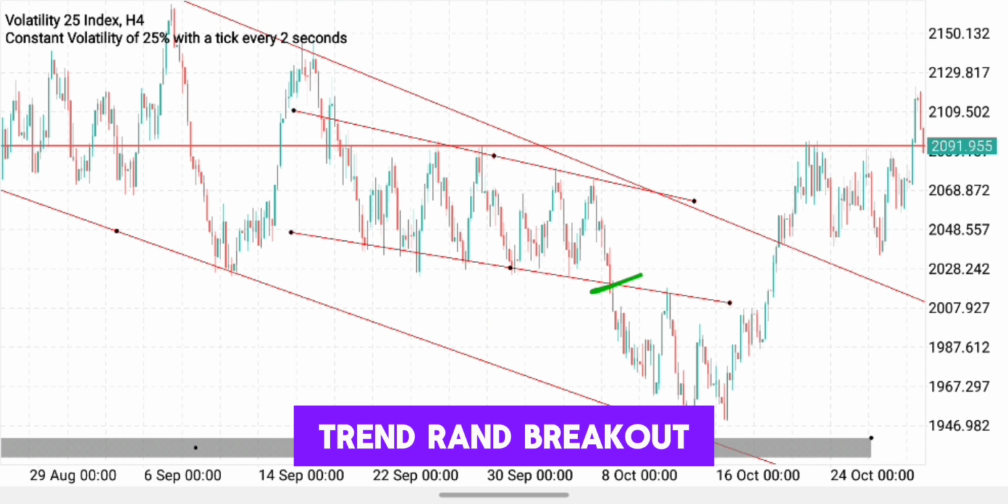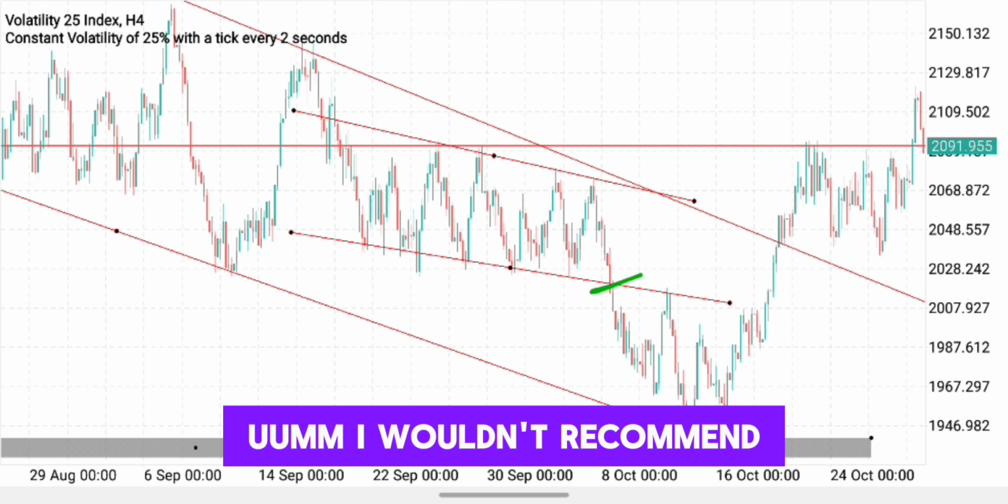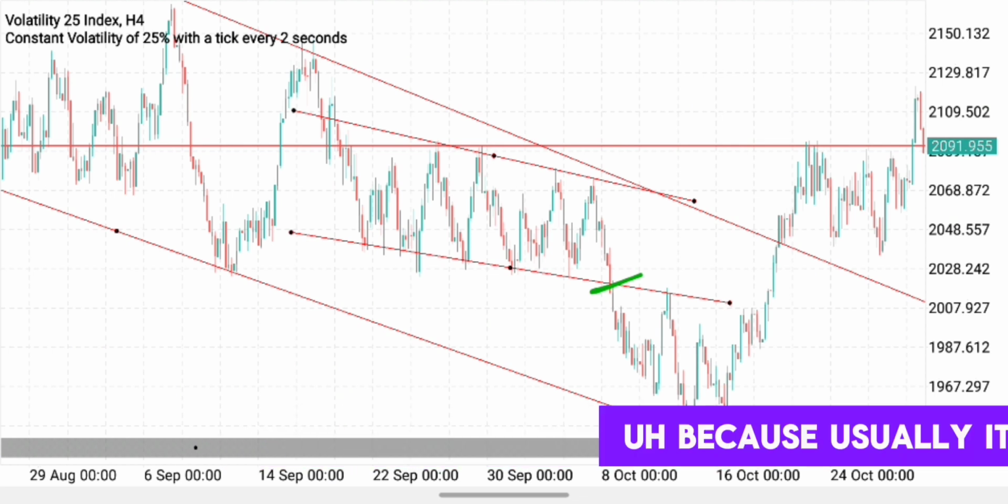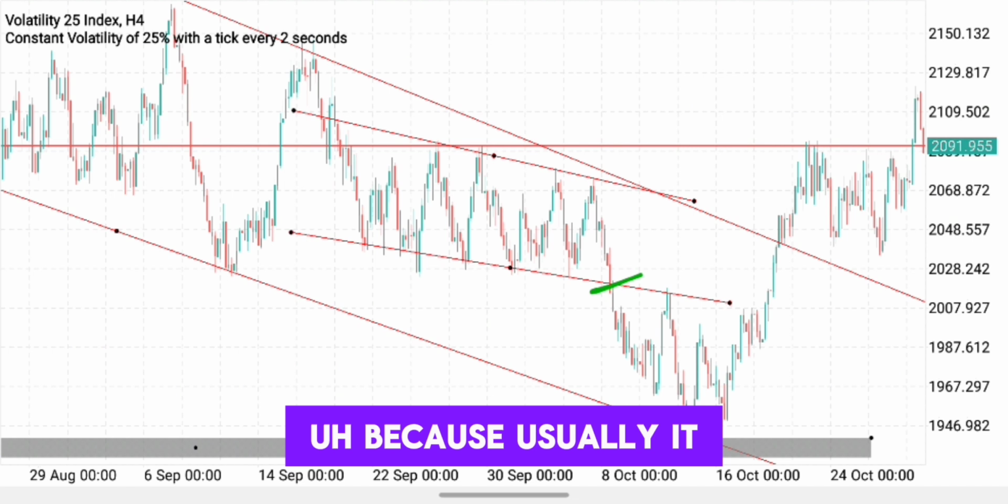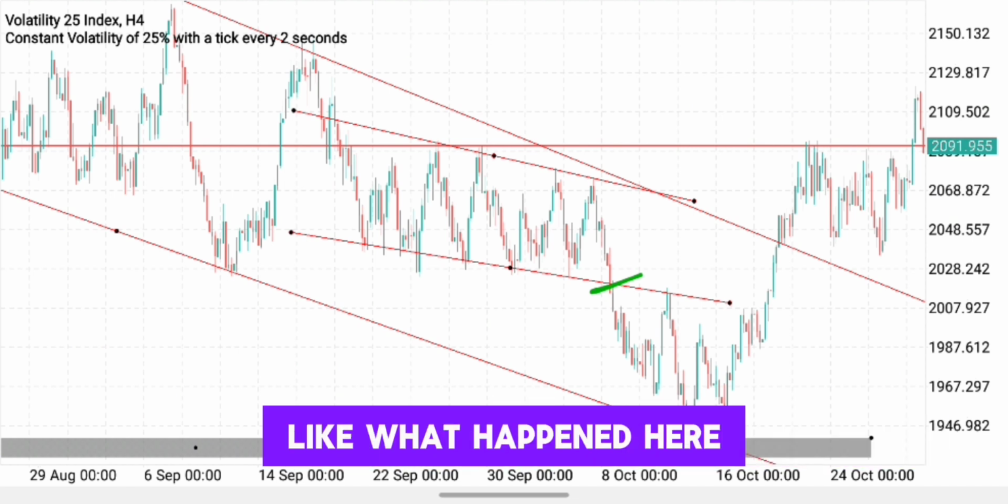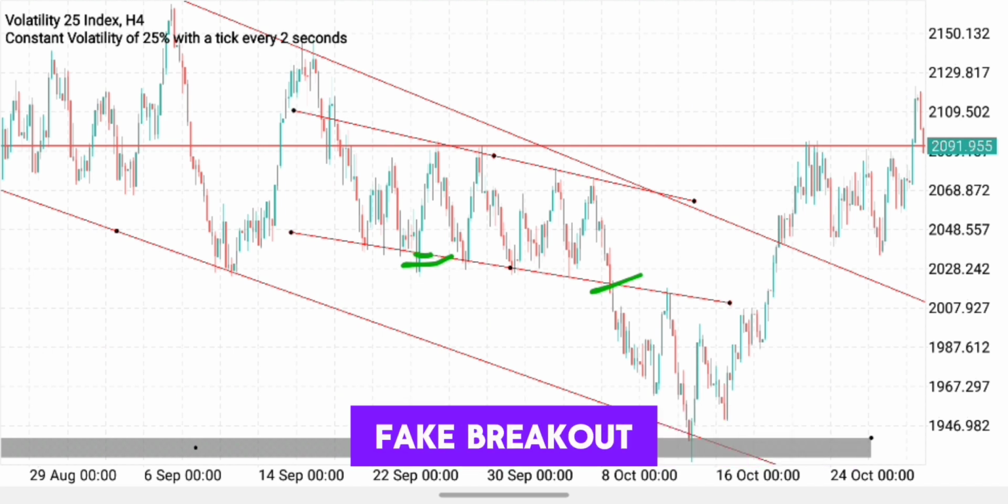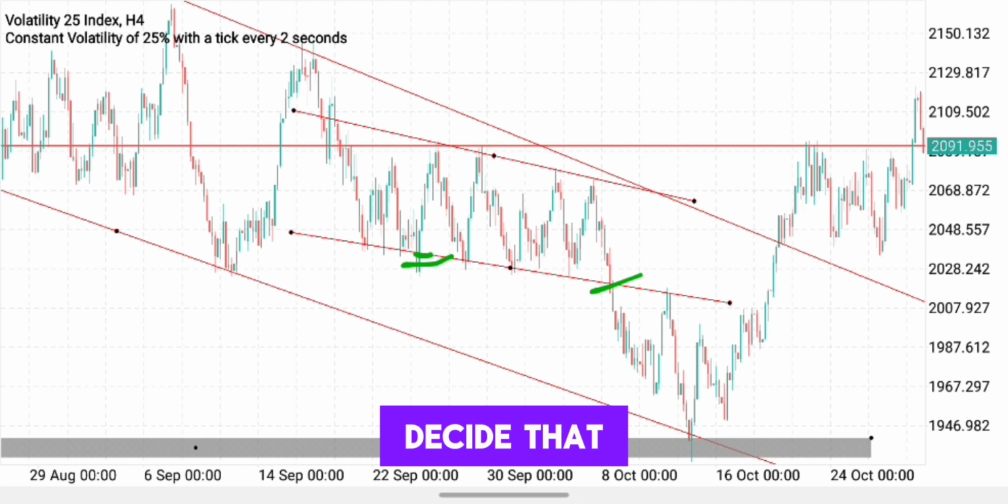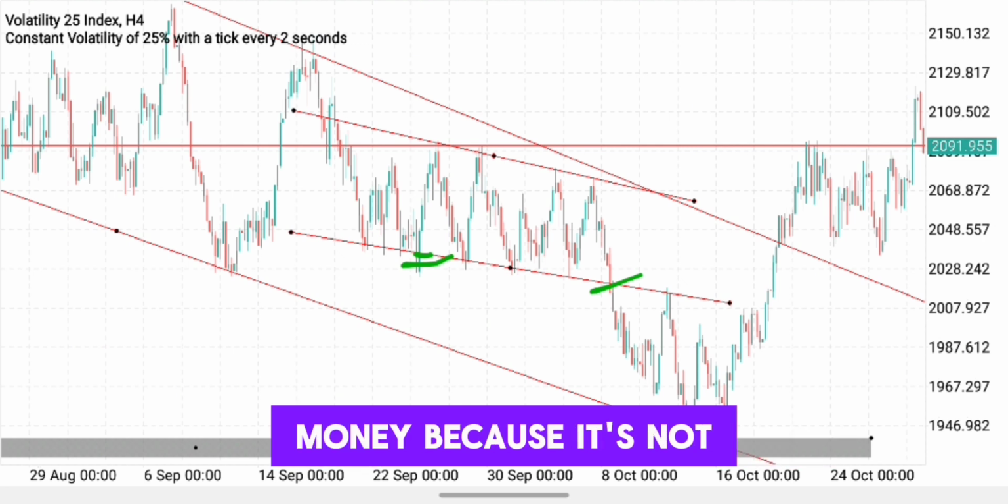Like what it did right here, it did what is known as a break-off structure or a trendline breakout. After a trendline breakout, I wouldn't recommend you to enter a sell, because usually it might be a fake breakout, like what happened here. It might be a fake breakout, so it means the market just broke outside and then it is coming back into the trend line. If you decide that the market is going to sell, then you enter the sell, you might lose your money because it's not a sell.